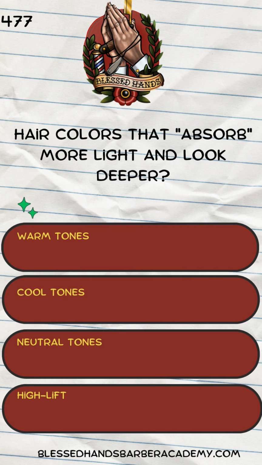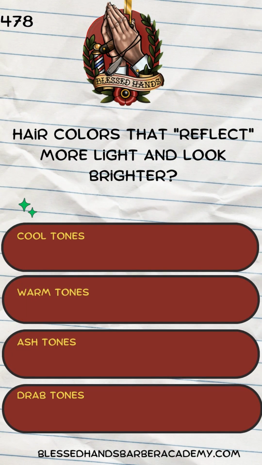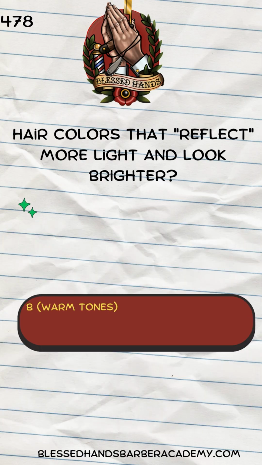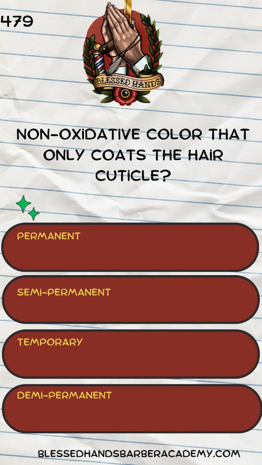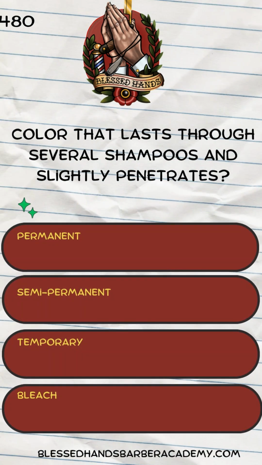Warm tones, cool tones, neutral tones, high lift. B. Cool tones. Hair colors that reflect more light and look brighter? Cool tones, warm tones, ash tones, drab tones. B. Warm tones. Non-oxidative color that only coats the hair cuticle? Permanent, semi-permanent, temporary, demi-permanent. C. Temporary. Color that lasts through several shampoos and slightly penetrates?